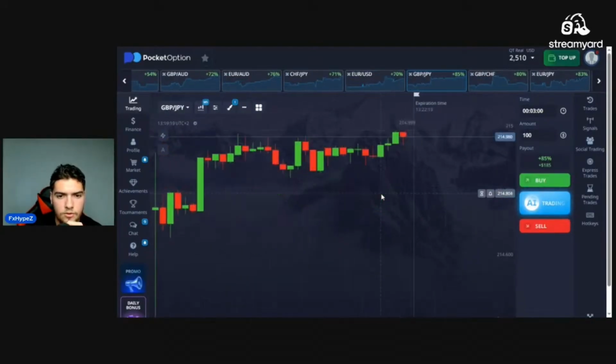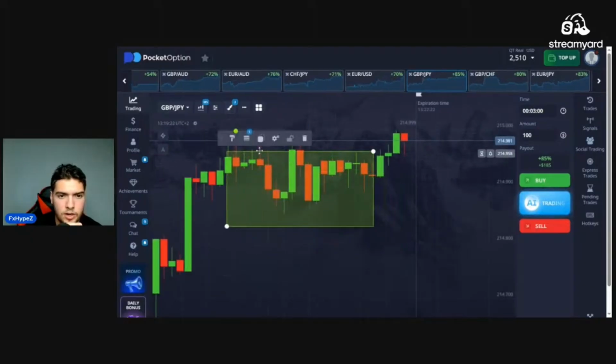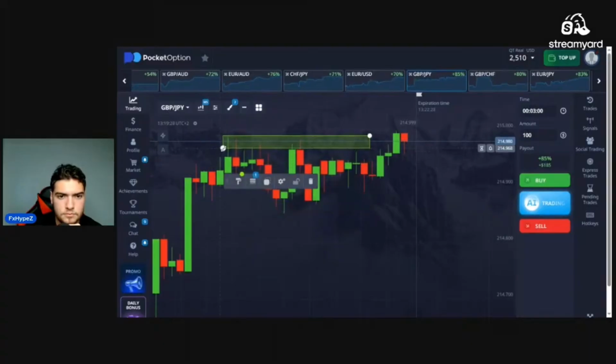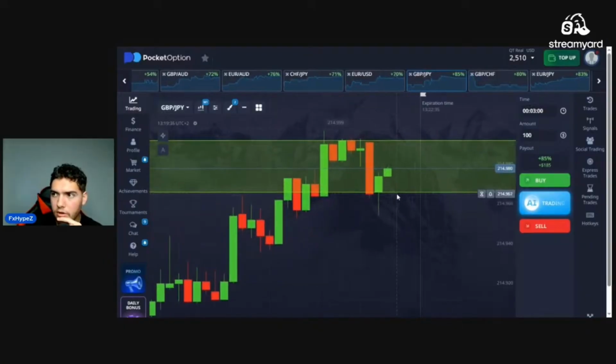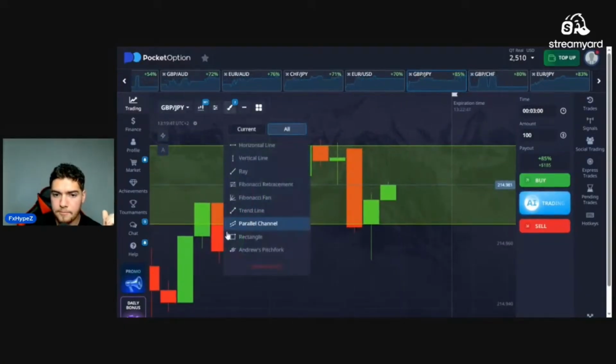Okay, we have a bit of resistance here on GBP/JPY. As you can see, we're on the 5-minute time frame. Just marking up a little bit of support and resistance. It did kind of break above resistance. Okay, so we broke structure to the downside here. Okay, we've got a little pullback.